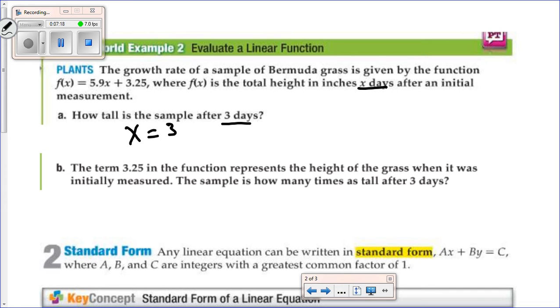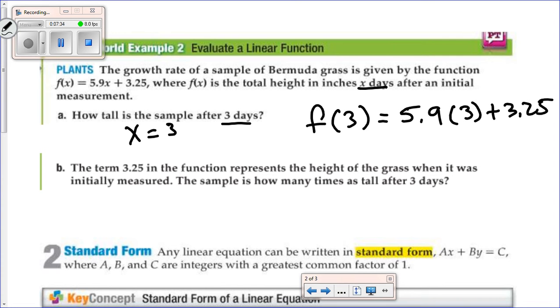And we're going to look at the height of the grass. So we want to evaluate f of 3. So we're substituting in 3 for x. So we do that. 5.9 times 3 plus 3.25. Alright, we do a calculator here. You should be doing the same. We multiply 5.9 times 3, and that's going to give us 17.7 plus 3.25.